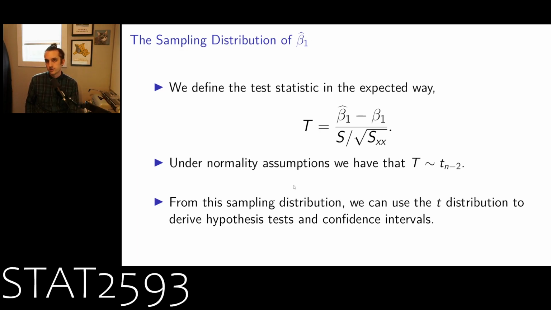Now, again, I'll point out that we're using an n minus 2, not an n minus 1 t-distribution here, and that's because we've estimated two different things, right? We estimated the intercept, we estimated the slope. And so you take away the number of things that you've estimated. And then using this sampling distribution, we can just use the t-distribution as we have in every other t-test, right?